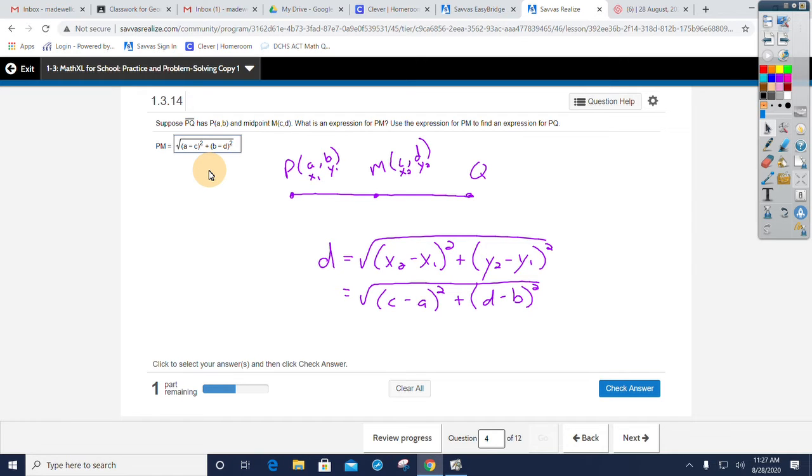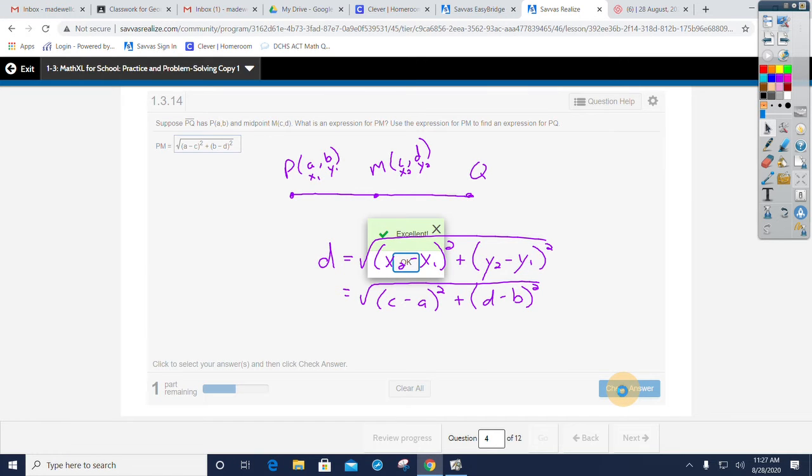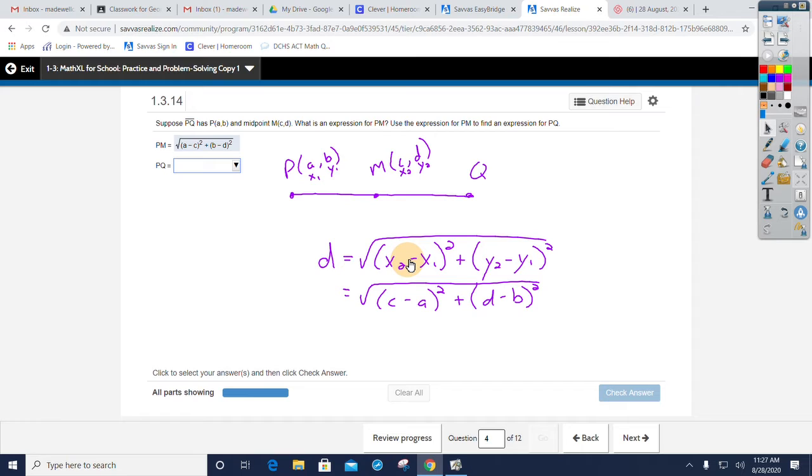Okay, so I'm going to check that answer, and it said, okay, I did it right. Now, this has 2 parts, so some of them have 2 parts. You got to be careful. It won't let you go on to the next one until you do the second part anyways.